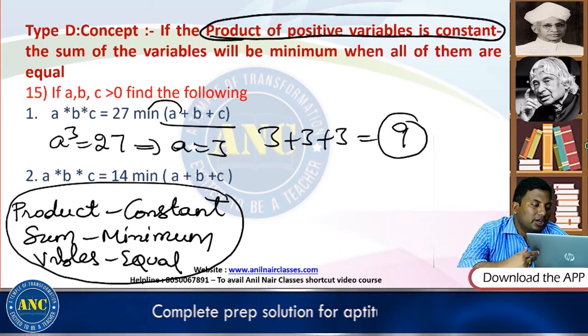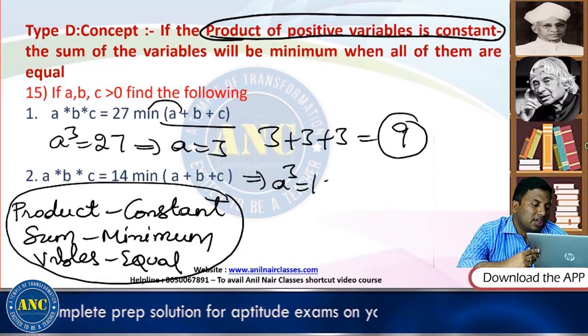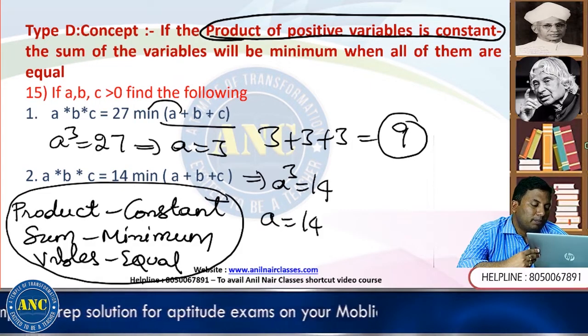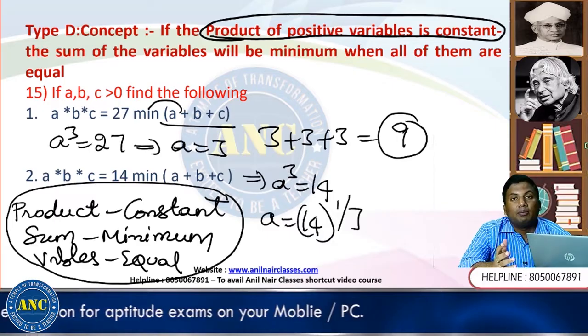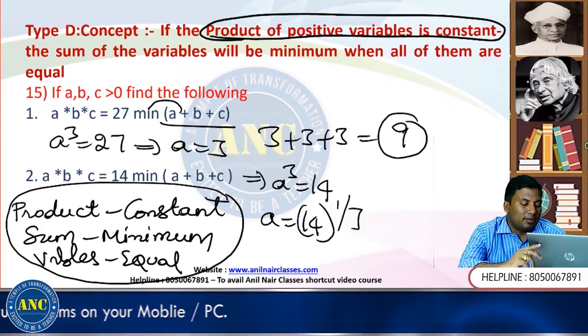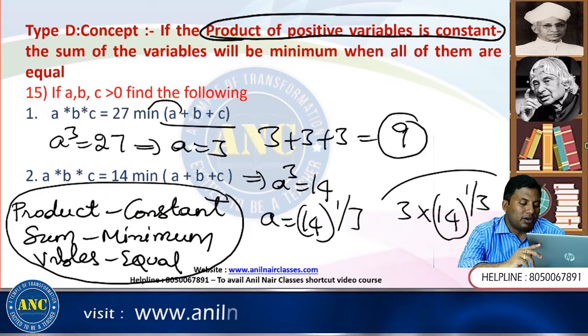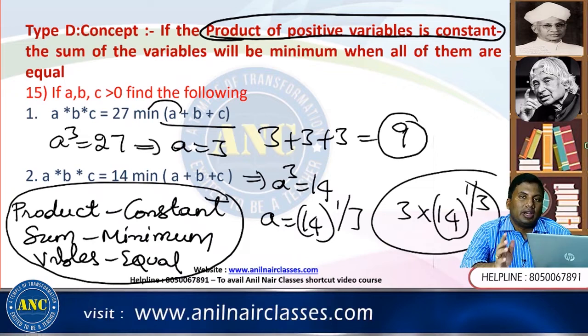A into B into C is 14. That means a cube is 14, so A value will be 14 power 1 by 3. Sum will be minimum when the product is constant and the variables are equal. Answer is 3 into 14 power 1 by 3. I hope the idea is clear.